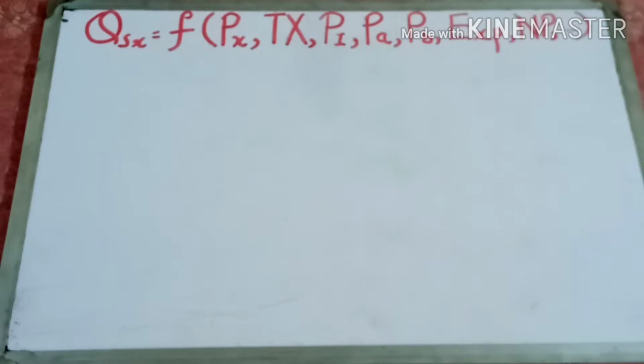In our previous lecture we studied the supply function and the factors, maximum factors, that affect the supply function along with the price factor. Today we will derive the supply curve with the help of that supply function. The supply function is provided at the top of the board, and we will derive the supply curve with the help of this supply function.